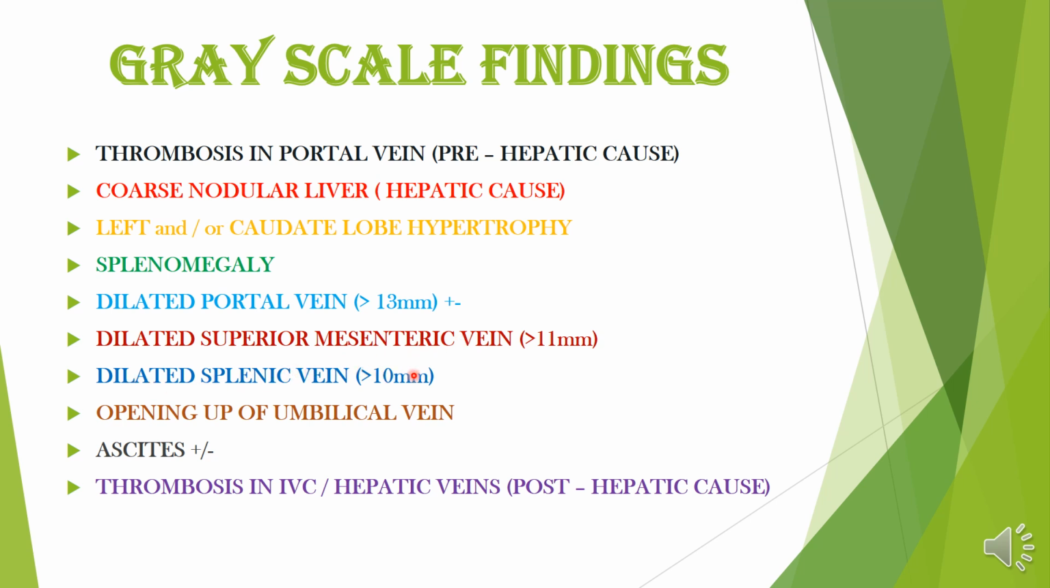The splenic vein may also be dilated more than 10 millimeters, but that is non-specific, could be also due to isolated splenomegaly, and opening of the umbilical vein measuring more than 2 millimeters. So these are the vessels, and there will be free fluid in the peritoneal cavity due to hypoproteinemia and increased back pressure changes in the portal vein. And in case of post-hepatic cause like Budd-Chiari syndrome, you will find thrombosis in the IVC or the hepatic veins. So these are the grayscale findings.